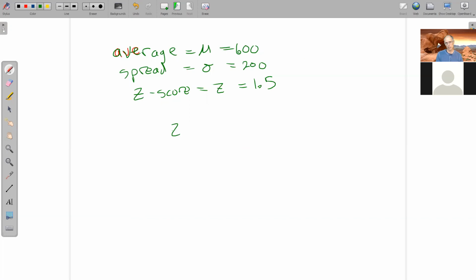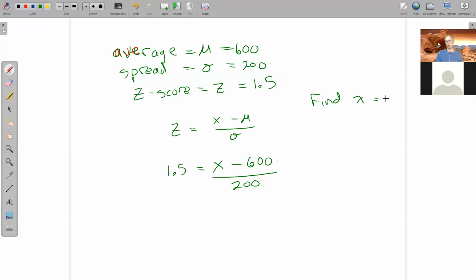Well, the formula says z equals x minus mu over sigma, and I just plug in. This time I was given z, 1.5, equals, I was not given x, so I'm just going to write x. I was given mu, and I was given sigma. There's my mu, there's my sigma, there's my z. Yep, got them in the right spot. In this case, I'd be asked to find what the x value is, which would be the score. I'm talking about SATs.